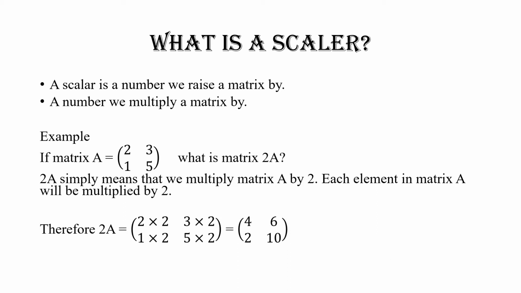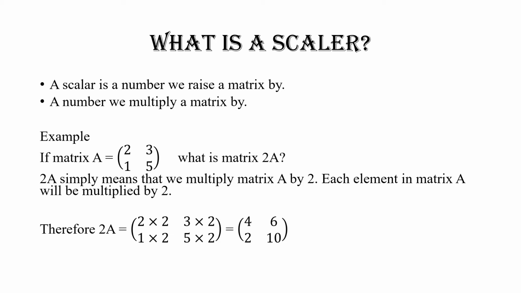So if we have 2A, that means that we will have 2 multiplied by 2, 3 multiplied by 2, 1 multiplied by 2, and 5 multiplied by 2. Each element in the matrix will be multiplied by the scalar, thus producing a new matrix. And in this case, 2A is equal to 4, 6, 2, 10. That's 2A. So basically, that is all there is to scalar.